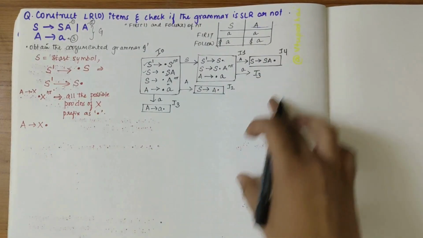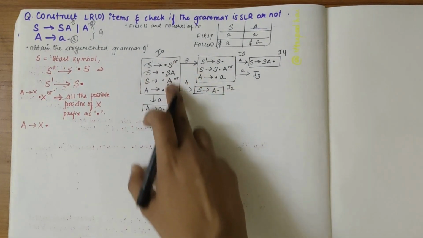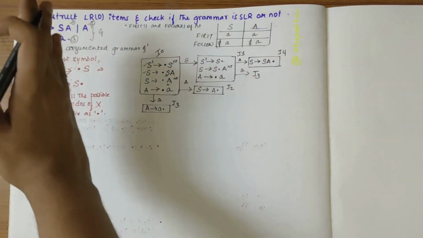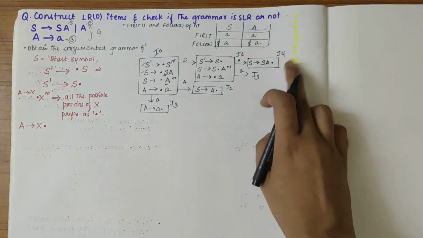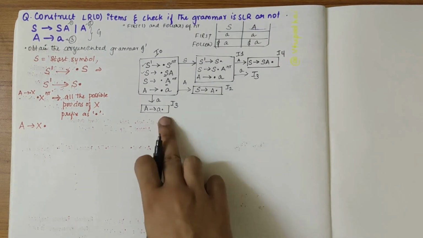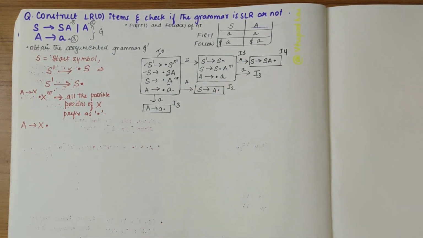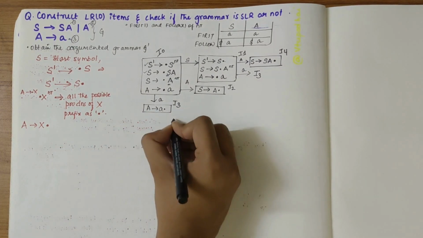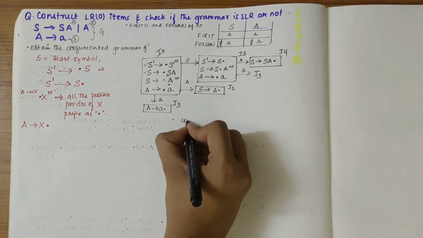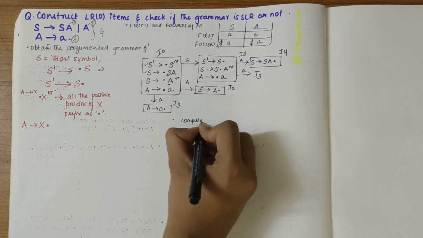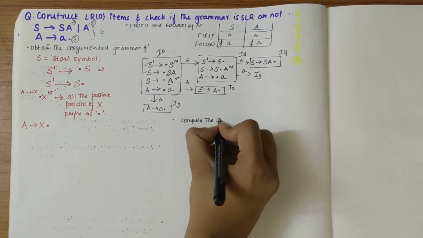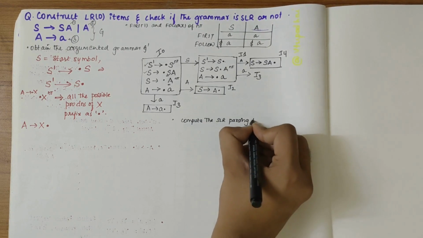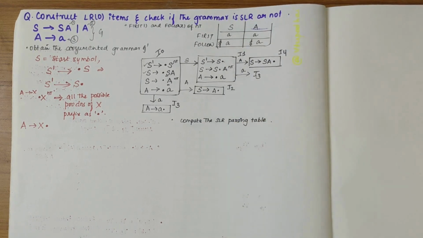So here I have shifted the dots of all the possible productions from the starting to the end. If you check I4, I2, I3 and I1, the dots have been shifted. Now I am done with the second step. My third step is to compute the SLR parsing table.